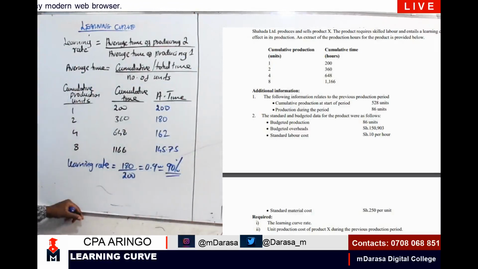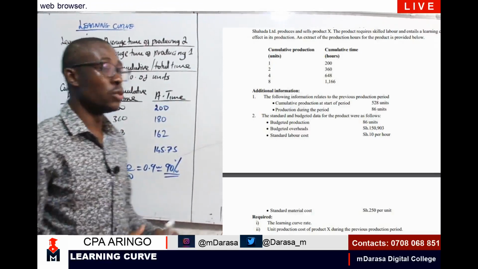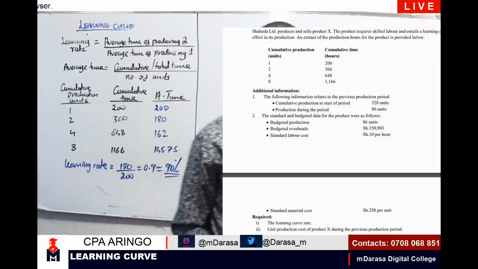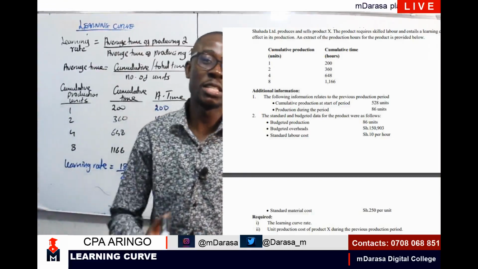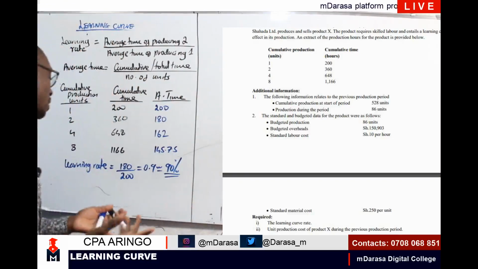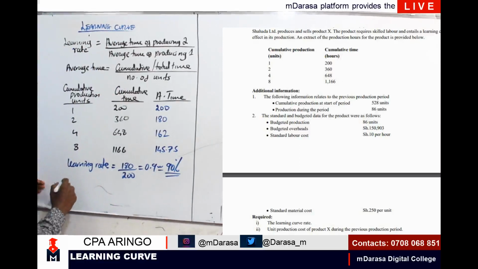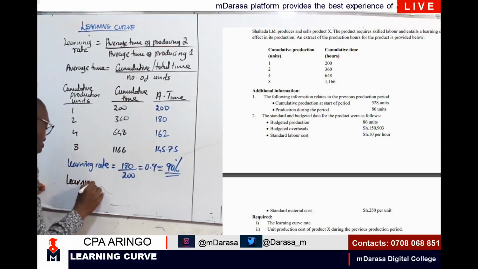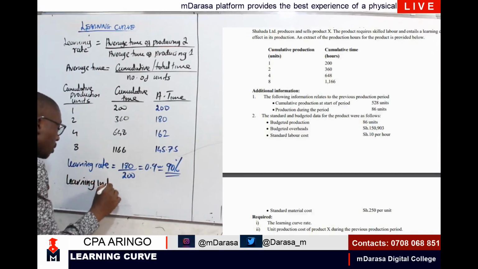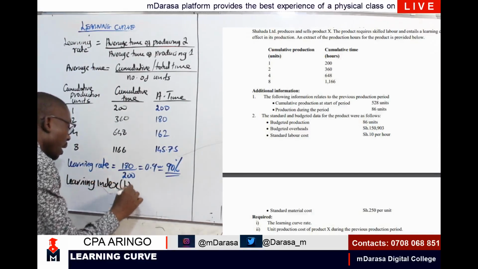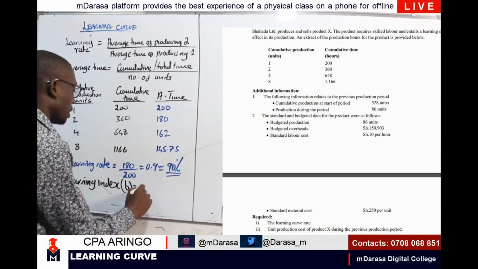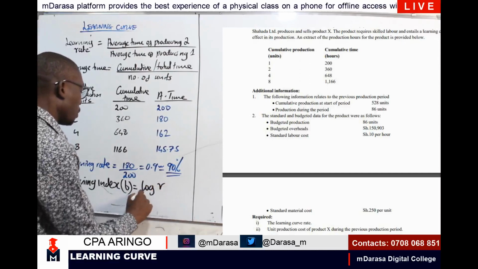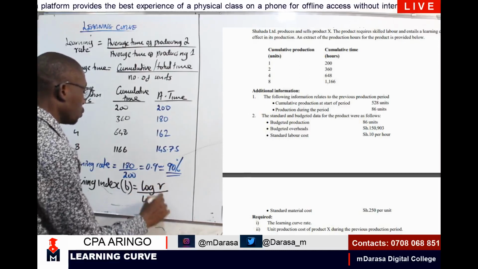But the question did not end there. The moment I do have my learning rate, the big question is, my good students, can we now determine our learning index? Assuming you are not asked, it will still be very important. How will you determine your learning index? That is B. Recall B, we say that we should be talking of log R, we divide by log 2.